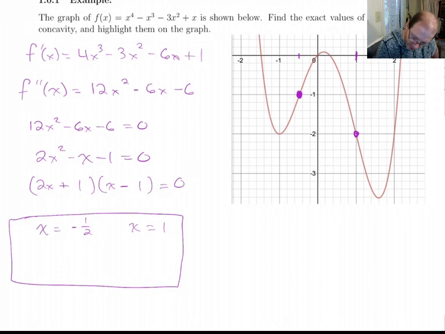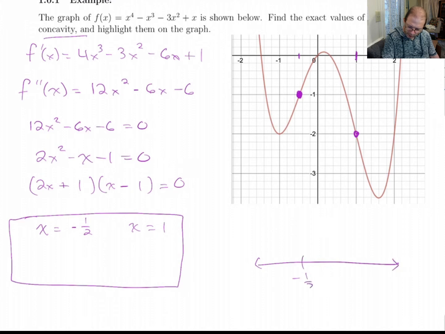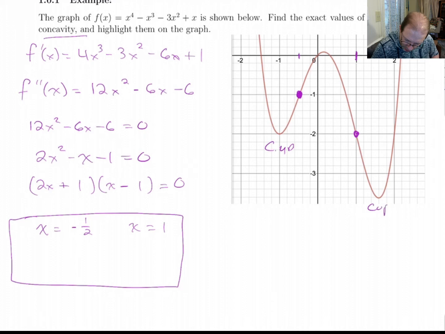But it was asking for the intervals of concavity. Previously when we did intervals of concavity, I would split up the real number line and then test my values there. But since we've got the graph here, we don't need to do that. We can look at the graph and say it's concave up here and here, and it's concave down in the middle.